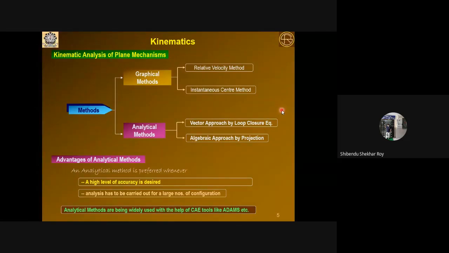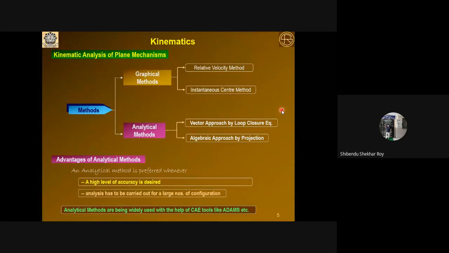But the graphical method is a tedious job, because for each particular instant, each particular configuration, you have to draw the space diagram, velocity diagram, and acceleration diagram. If for a complete rotation of the crank you divide the rotation into, say, 2000 instances, then 2000 times you have to carry out the space diagram, velocity diagram, and acceleration diagram. It's a truly tedious job, so it is not practical for getting the time history of the kinematic parameters.